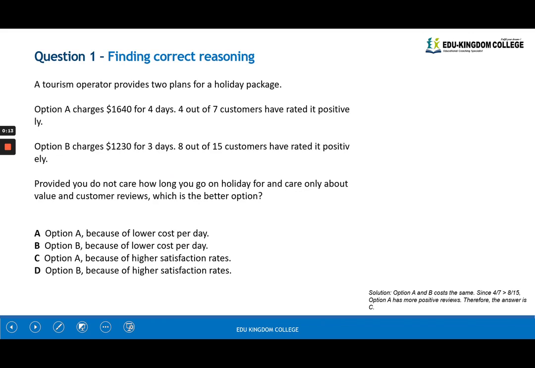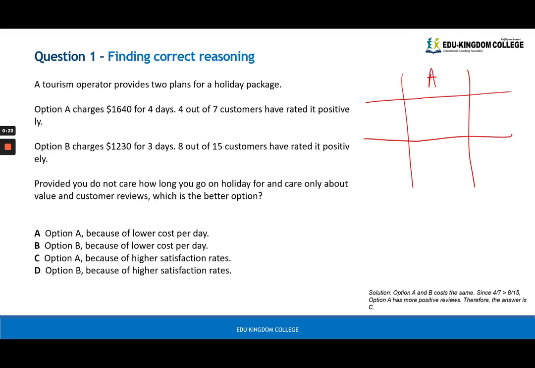Alright, this first one was a comparative question, right? So for these questions, we usually try and organize the information into a table or tabular format. So we have option A and option B, and the two things we're comparing are money and positive ratings, right?